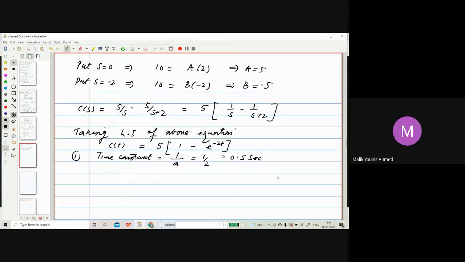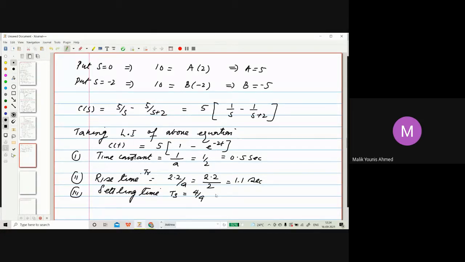Next, rise time. Rise time value we have already derived yesterday, 2.2 divided by a. 2.2 divided by a, with a equal to 2, is 1.11 seconds. Third is settling time. Settling time is T of s, which is 4 by a. 4 by 2 is 2 seconds.